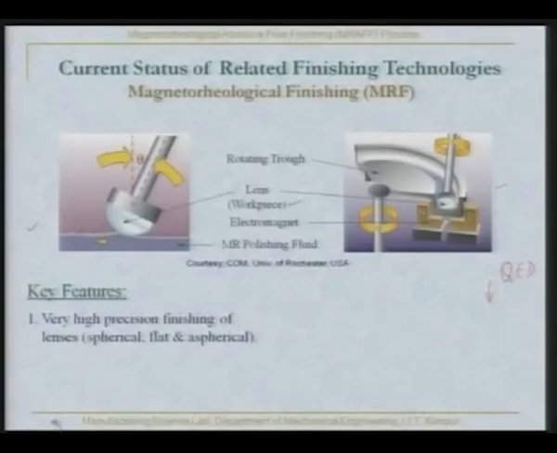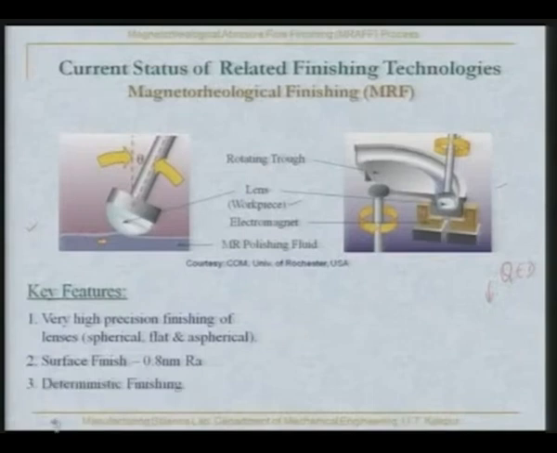Key features of this process are very high precision finishing of lenses, whether spherical, flat or aspherical. The surface finish that has been obtained, the lowest one, is 8 angstrom, that is 0.8 nanometer Ra value, and the process is deterministic, because here with the help of the electromagnet shown by N and S, you can control the magnetic field, or in other words you can control the normal force that is acting on the abrasive particle to penetrate the workpiece.